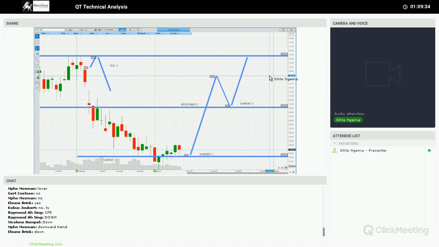Is there any question so far? Is there any question based on the prediction of what is likely going to happen with the movement going forward?